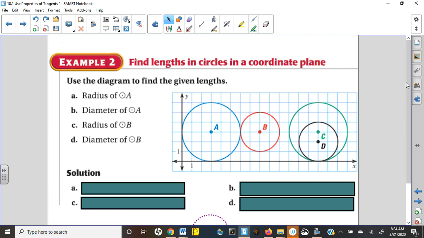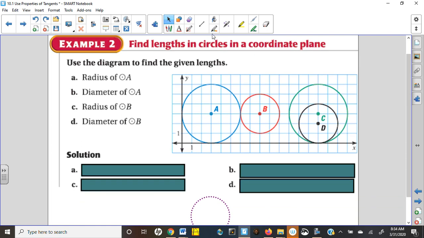Here's a quick question we can just kind of buzz through really quickly. Just talking about radii of circles, and you can see that we're just going by 1 unit. So the radius of circle A would appear to be 1, 2, 3. The diameter of A then would probably be twice that, right? 6. Radius of B would be 2, and the diameter of B would be 4.